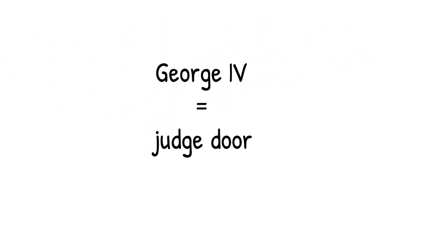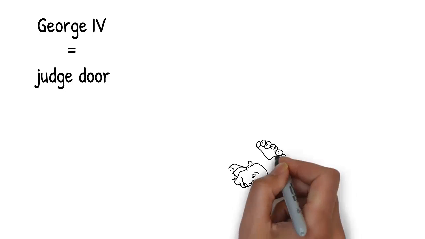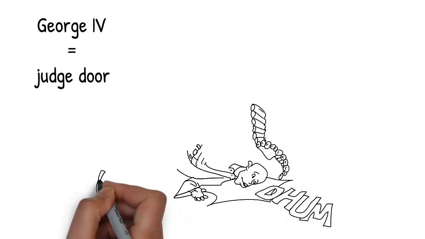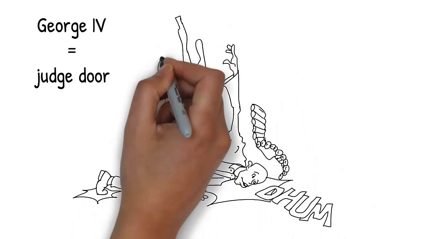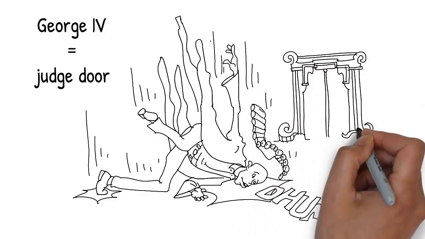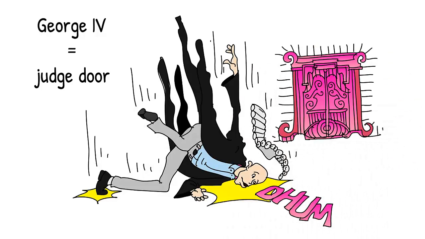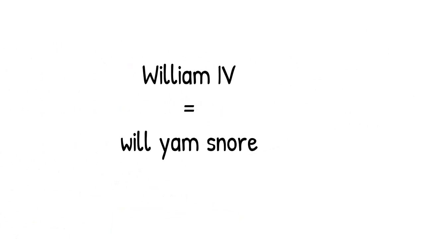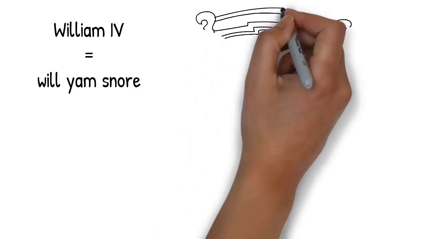The line of King Georges continued on, and the next British monarch was George IV. That sounds like Judge Door, so we'll use that. The judge falls out of the tree and lands on the ground in front of a door. The door is covered in ornate decorations and is bright pink, just to make it stand out in your mind. Create a clear mental image of the judge landing on the ground in front of the door, Judge Door, and you'll remember George IV.